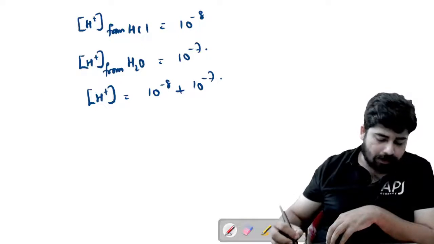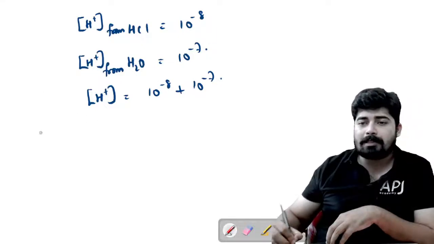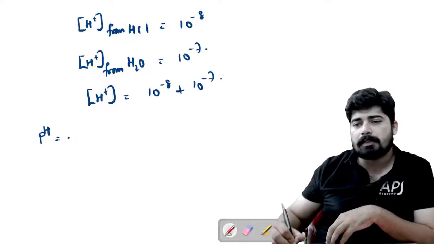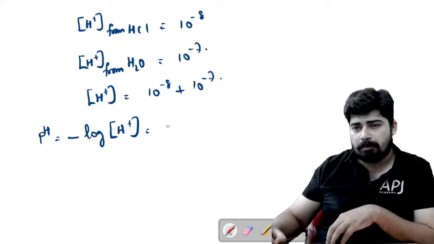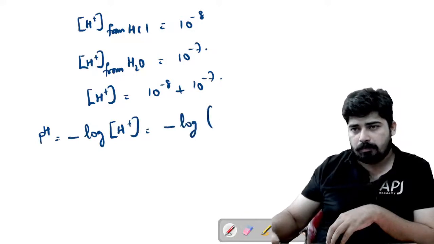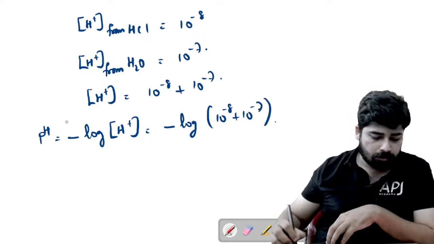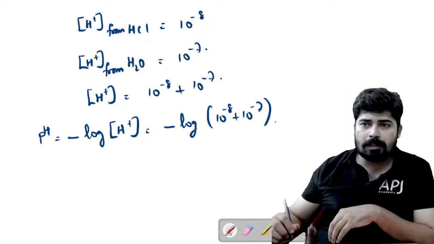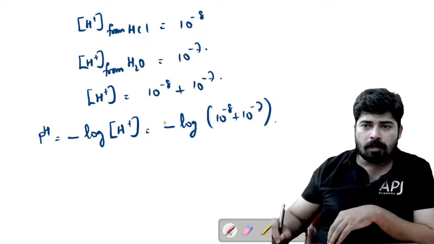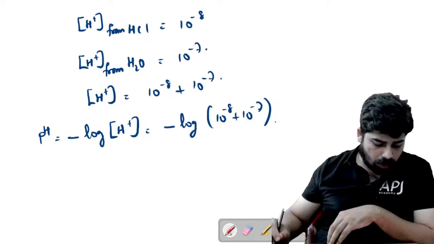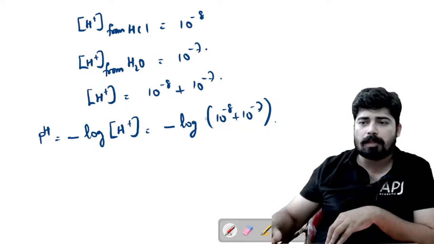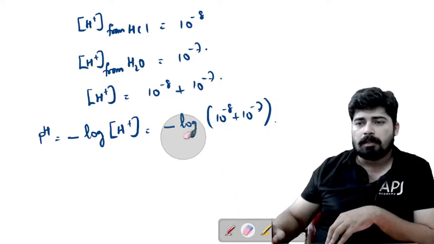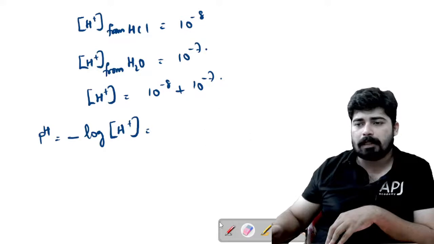Okay, is that clear, students? In that case we have to find out pH. pH is equal to negative log of H plus concentration. So that means negative log of 10 raised to minus 8 plus 10 raised to minus 7. Before doing the negative log, I'll take the common factors out so that it will be easier for the calculation.